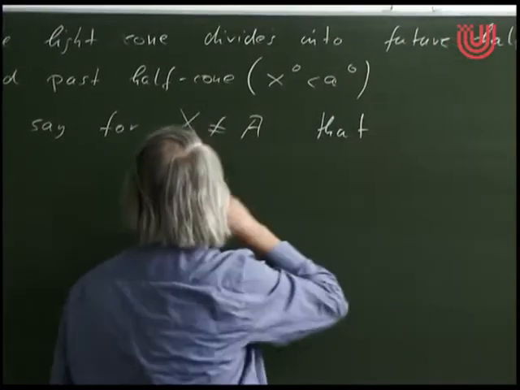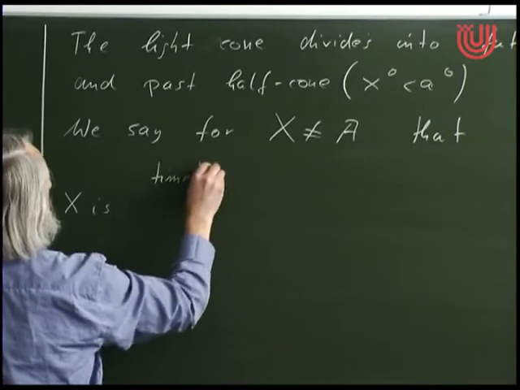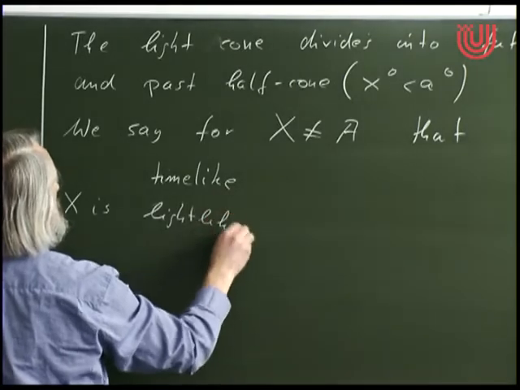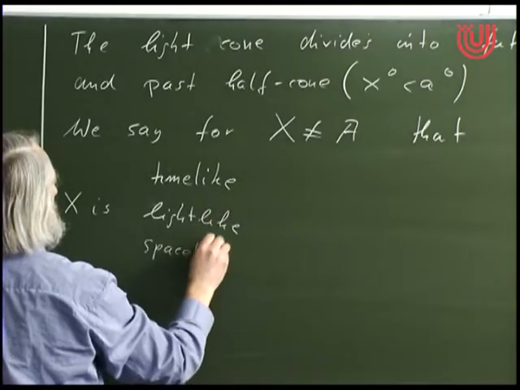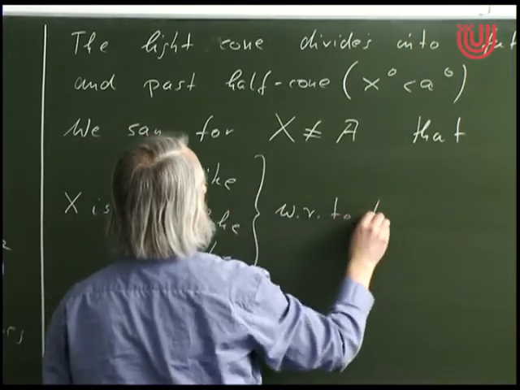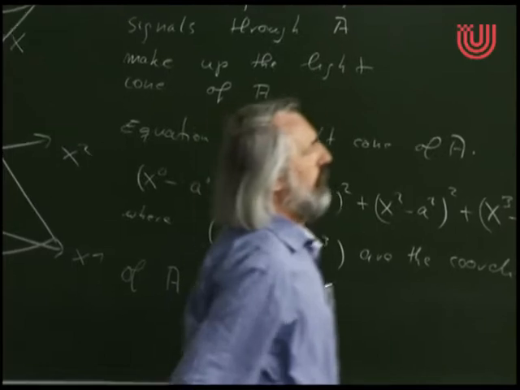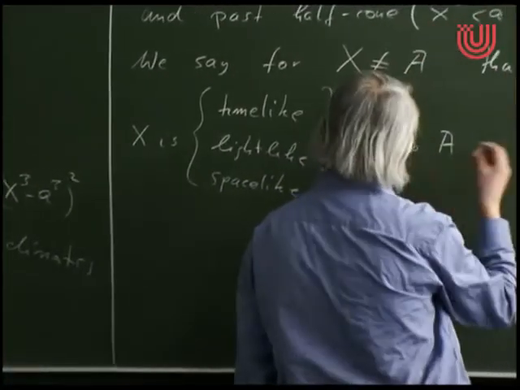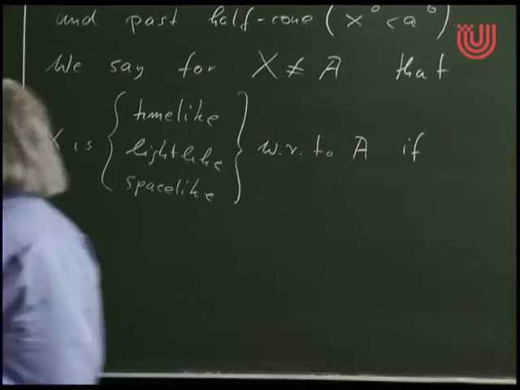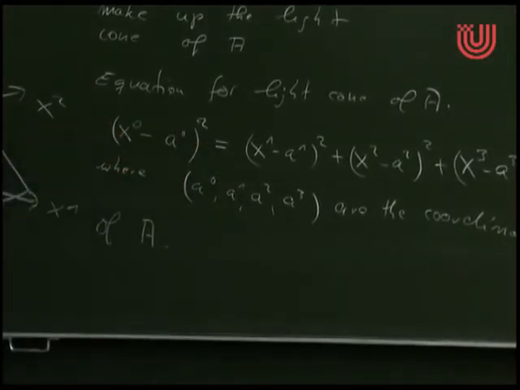So we say the following, that x is time-like, light-like, or space-like, with respect to A. So it's not an absolute characterization of the events x, it's something which is done in relation to a particular chosen event A. And this is true if this expression here, if I take this to the other side with a minus sign, then it depends on whether this expression is negative, positive, or zero.